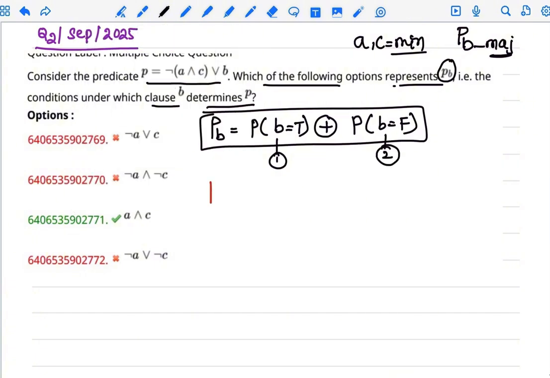In the given predicate, P is not of (A and C) or B. So replace B with true. That is not of (A and C) or true.